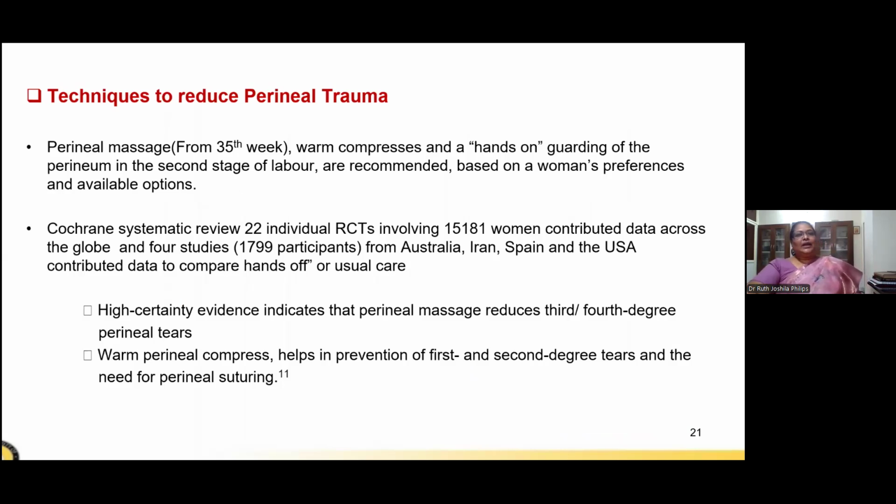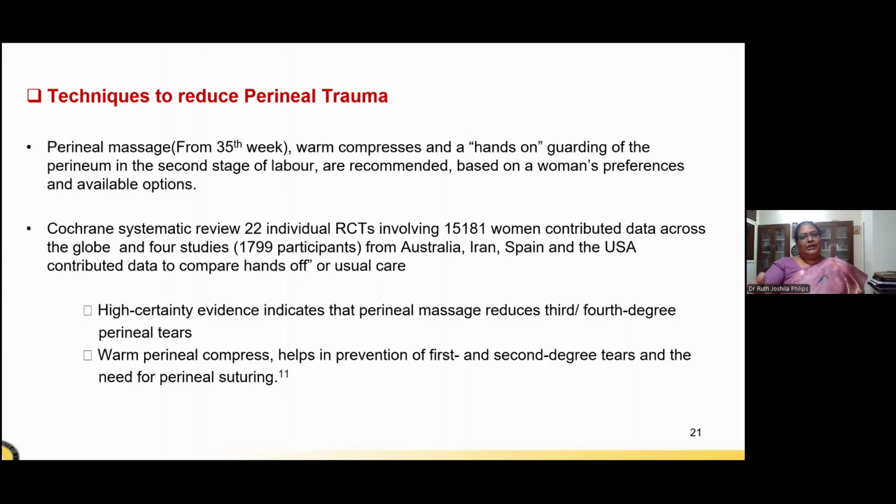Then let us look at the techniques that are used in midwifery to minimize or to avoid perineal trauma. As midwives, when we are seeing our women in our OPDs, we usually educate them and demonstrate on a dummy or on a model how to do perineal massage. This will be starting from the 35th week of their pregnancy. Perineal massage, when performed regularly, has shown a very good effect in preventing perineal tears, and the need for episiotomies also goes down when the woman uses this technique.